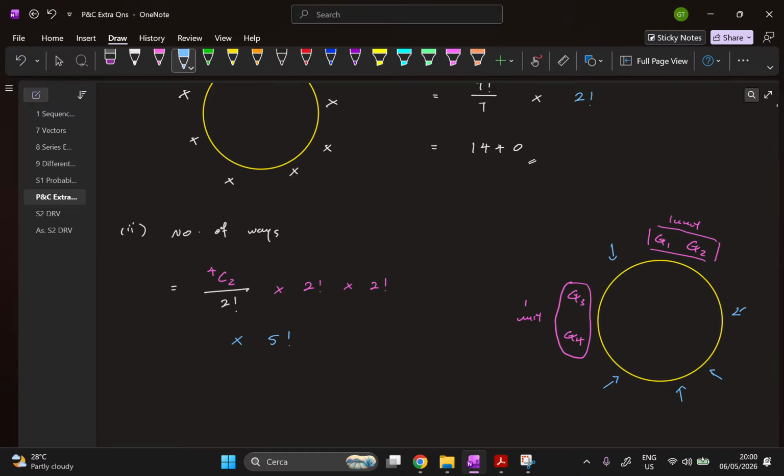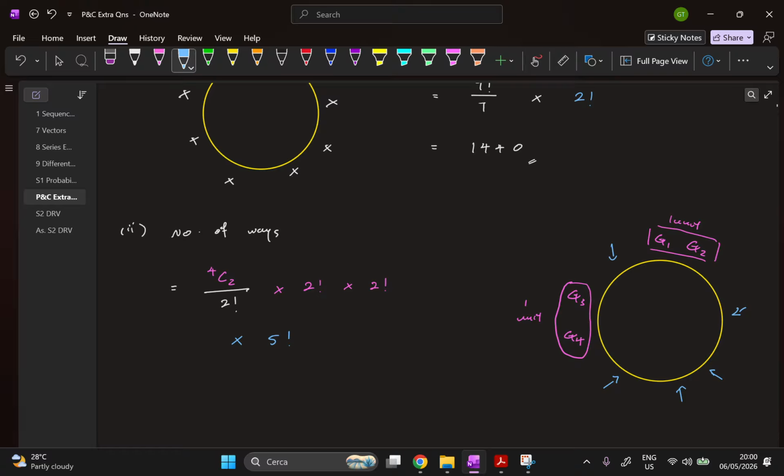This is 5 factorial and not 5 factorial over 5, because in this case, you don't need to account for the rotational symmetry. Since this group chose their position here already, and this group chose their position here already, everything that I've written on top here in pink means they chose already, they fixed their seats already. So you cannot move them any further. That's why you don't need to account for the rotational symmetry of a circle. You just treat it as 5 positions. These 5 boys can sit at any of these 5 positions.